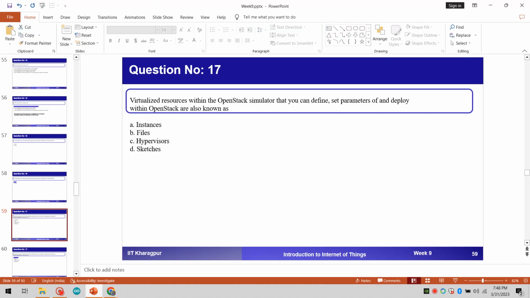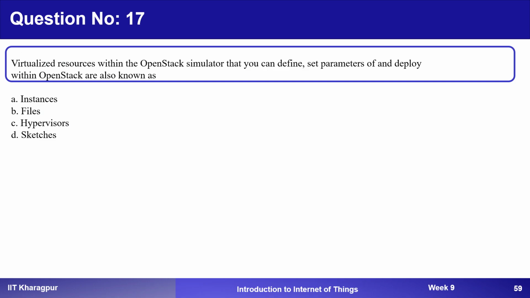Week 9, after this session I'll upload week 9 also. So yeah, the correct option for question number 17 is A, instances. You can download the PDFs later on also.